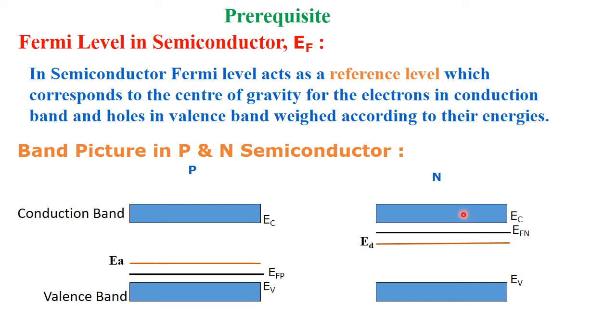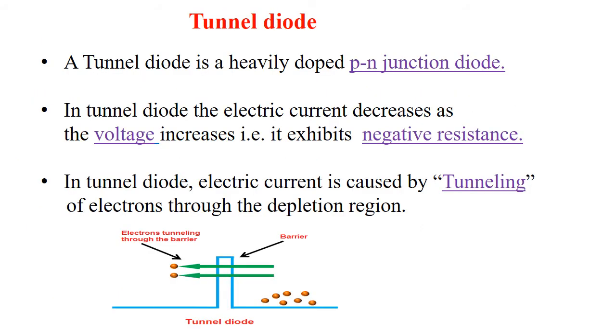So you have to keep in mind, in heavily doped P and N semiconductor, what is happening to the Fermi level position? In heavily doped p-type semiconductor, Fermi level lies in a valence band, and in n-type the Fermi level goes in a conduction band. Tunnel diode is a heavily doped p-n junction.